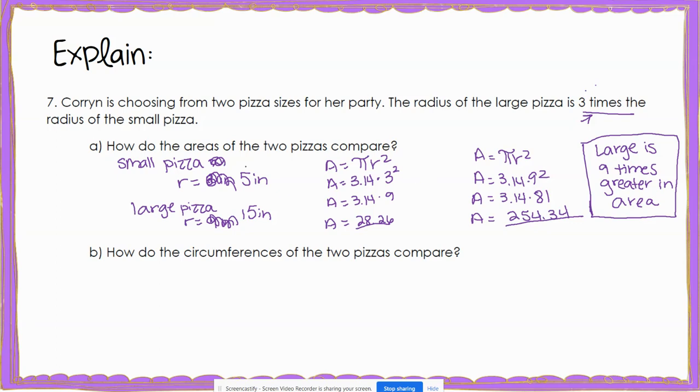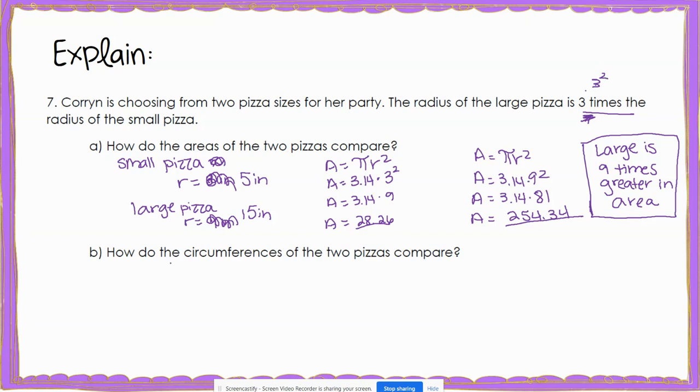So you'll notice that no matter what you use for the radius of the small pizza, if the large pizza has a radius that is 3 times greater, it is going to be 9 times greater in area. And that's because for anything that we're doing, we're taking the radius and squaring it. So if it's 3 times greater, then the area is going to be 3 squared greater.